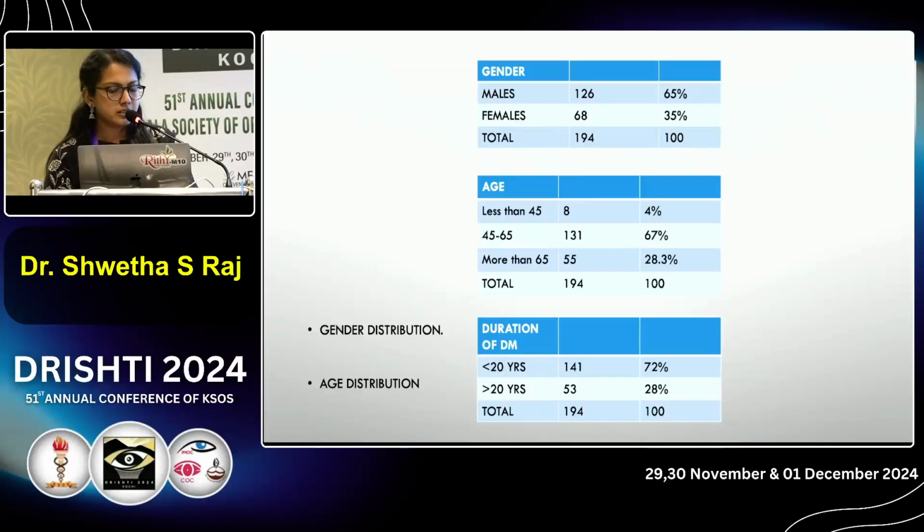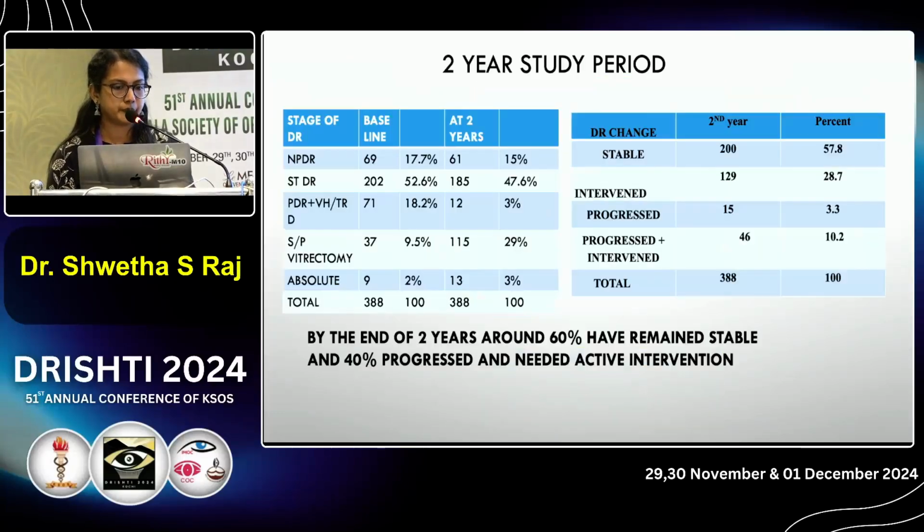Again, 65% were males, 67% were in the age group of 45 to 65, and less than 20 years of diabetes mellitus in 72% of the patients, which was similar to the baseline data. By the end of 2 years, around 60% have remained stable, but 40% had progressed with vision-threatening changes and needed active intervention.